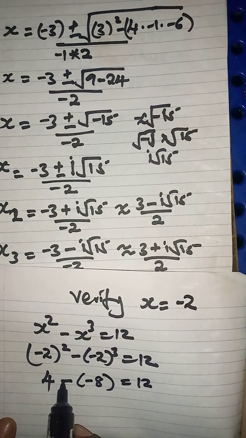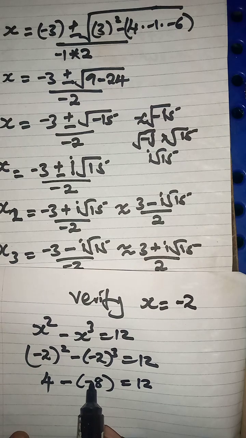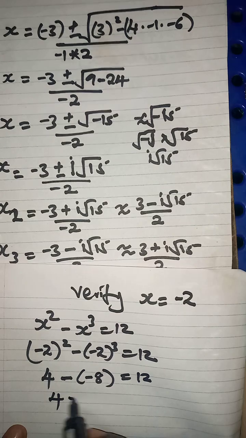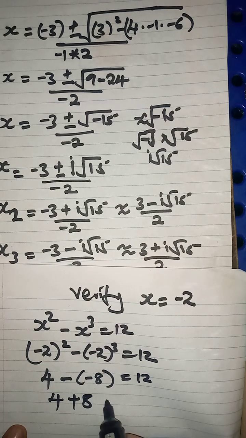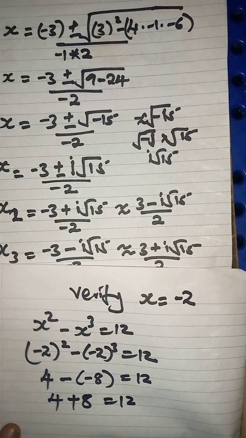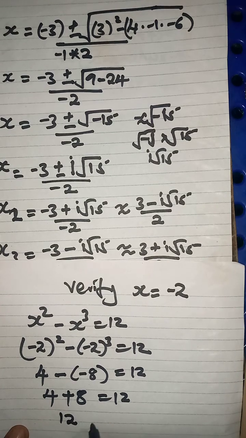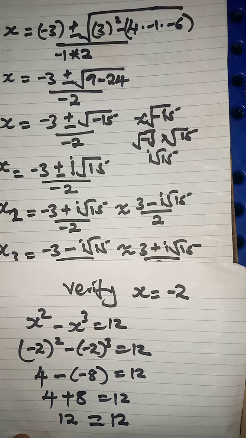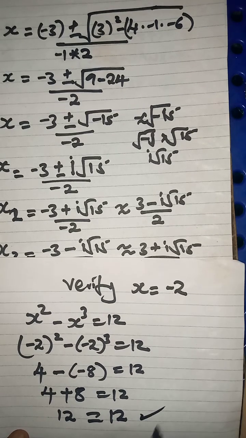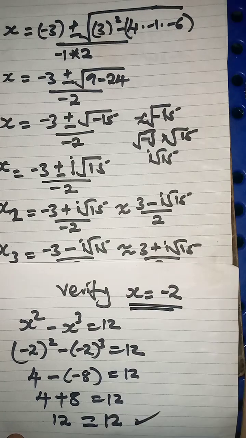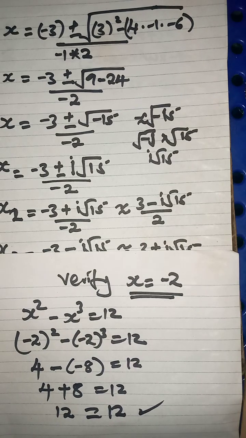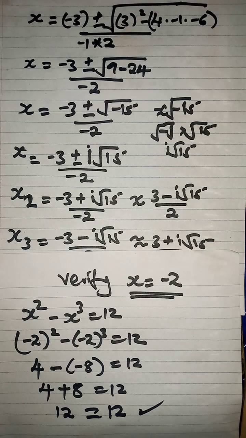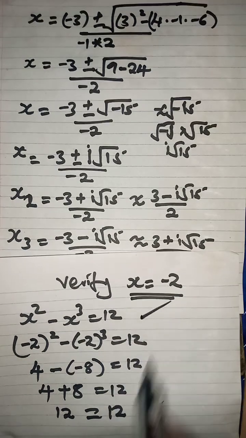Opening this bracket, this is negative and this is negative. Of course, negative times negative gives you positive, so that I have 4 plus 8 equals 12. And indeed, it's true that my left hand side is equal to my right hand side, and the value of x which we got satisfies our equation.